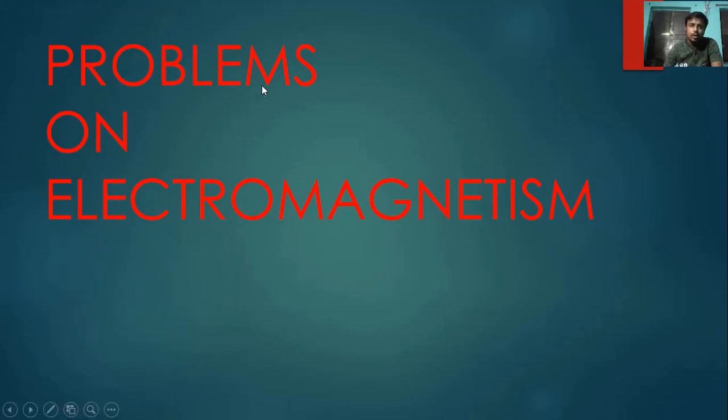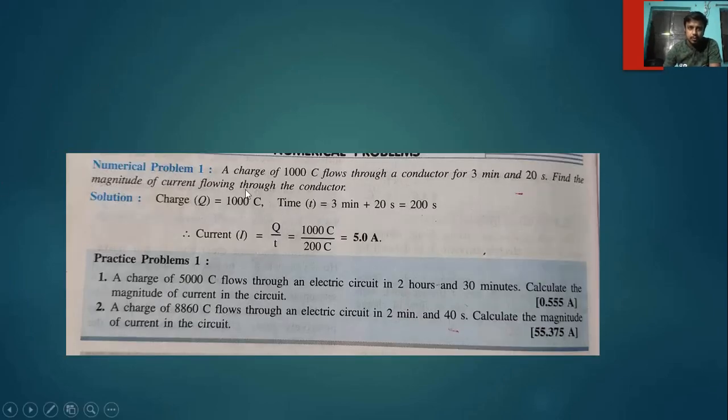This video will focus on problems on electromagnetism. We will solve different types of problems in this video. The first one is an example, so let's see it. A charge of 1000 coulomb passes through a conductor for 3 minutes and 20 seconds. Find the magnitude of current flowing through the conductor.